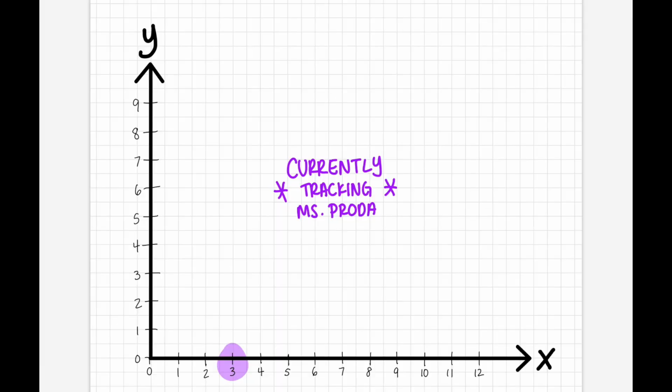Here's the tracker. Miss Proda ran along the x-axis to 3. Remember, the ordered pair of the library is 3, 5. Miss Proda got to 3. Do you know which way she needs to go now in order to go to the y-coordinate of 5? Think about which way you think she's going to run next. Let's see if you got it.